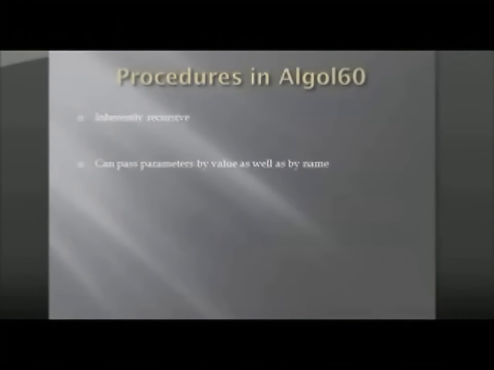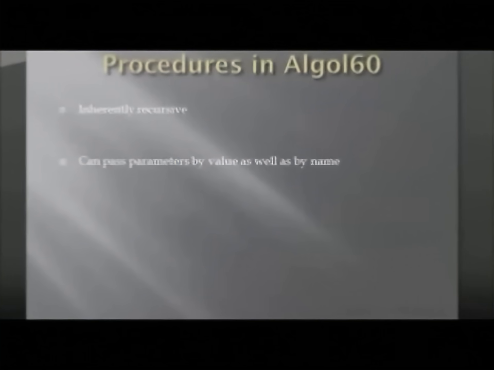Procedures in Algol 60. The procedures in Algol 60 are inherently recursive, and can pass parameters by value as well as by name. So what is pass by value? In this method, the value of the variable is passed. Changes made to the formal parameters will not affect the actual parameters. Different memory locations will be created for both variables. Here a temporary variable is created in the function stack which does not affect the original variable.